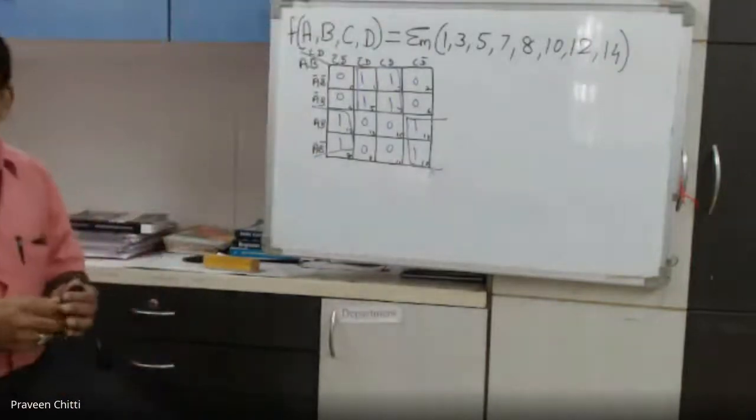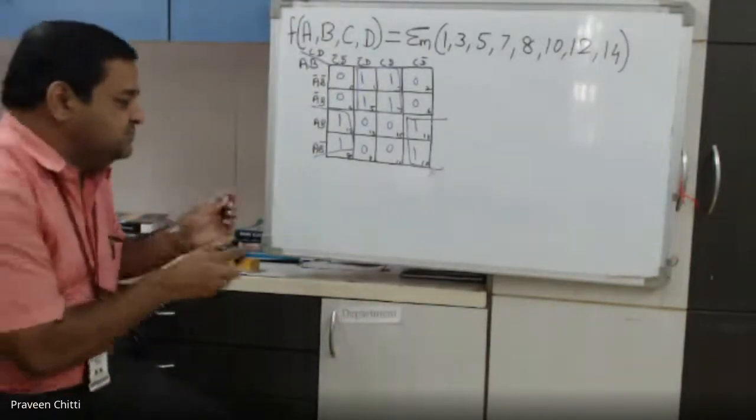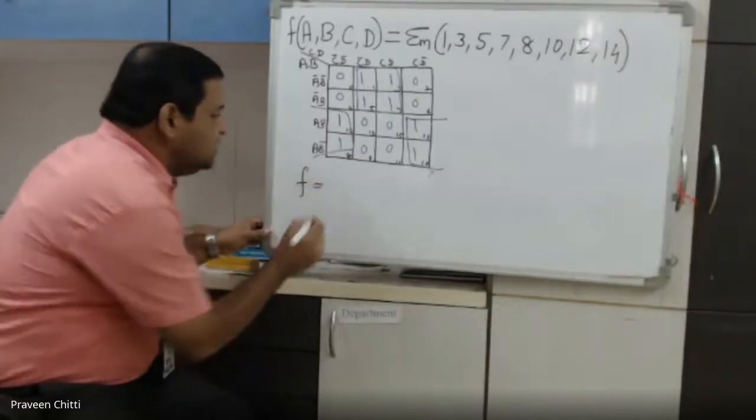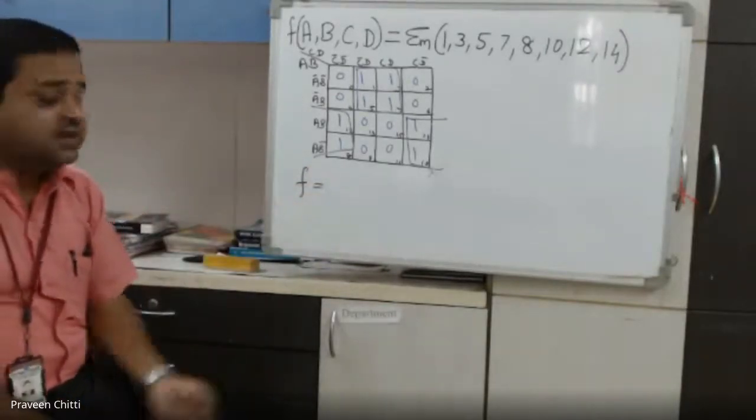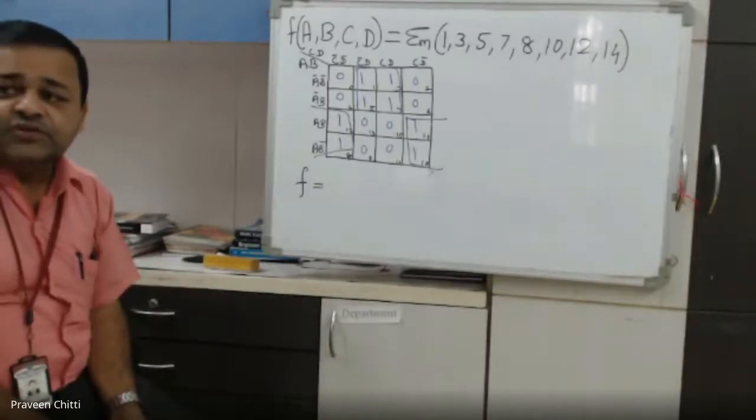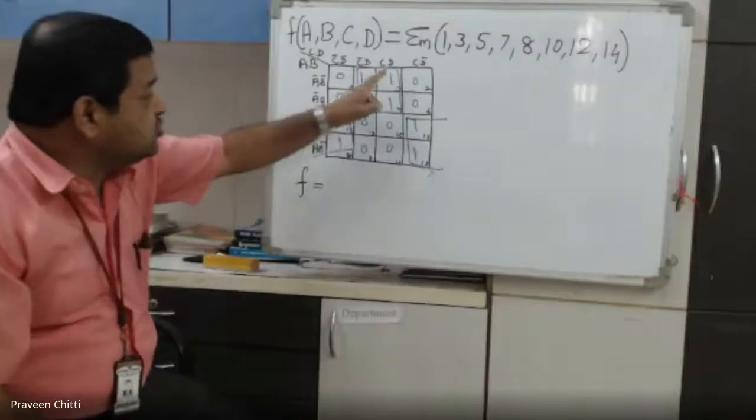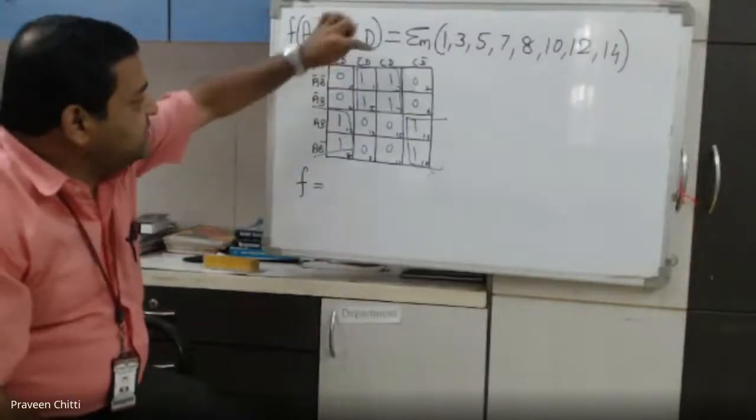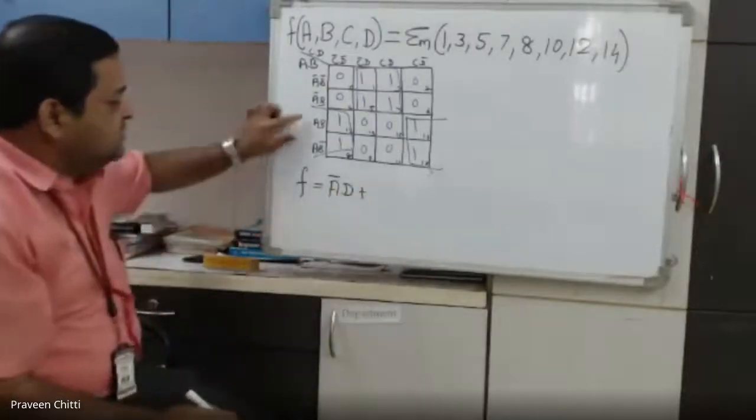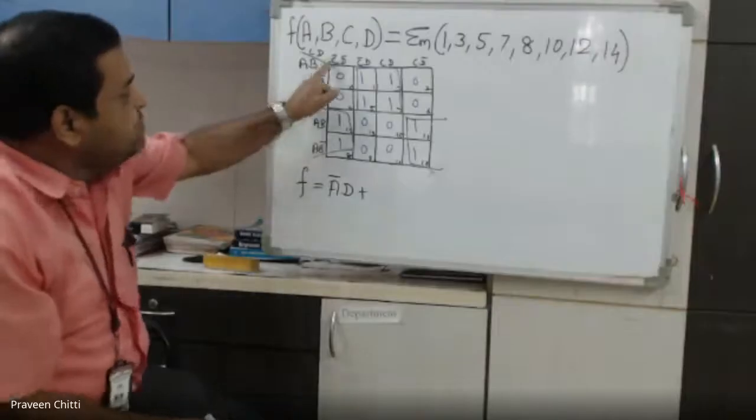So how many product terms are we going to get in the equation then? F equal to, there are 2 groups, means you are going to get 2 product terms. What are those 2 product terms? Yes, Aditi, can you tell me? What is the product term corresponding to this group? A bar D. For this group, Aditi, what is the product term corresponding to this? A bar D plus A D bar. What is common between A and D?